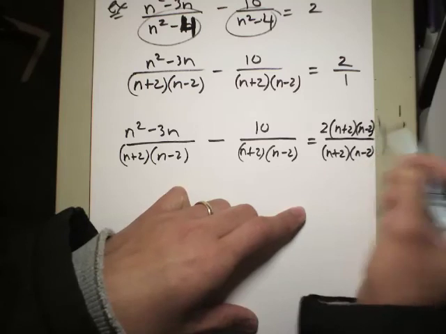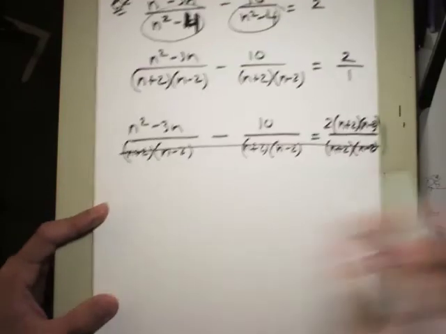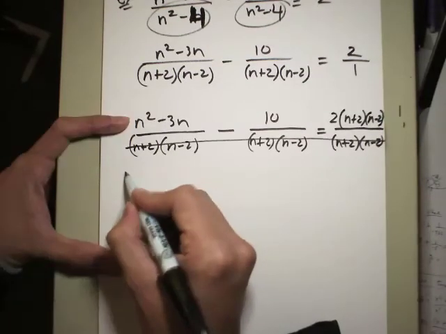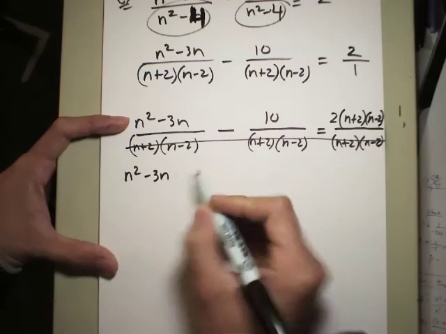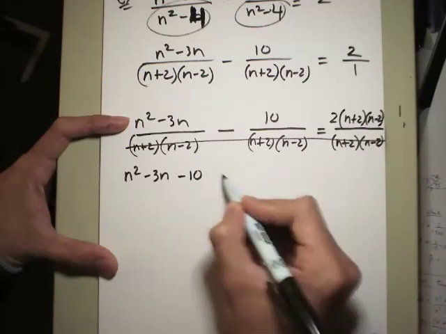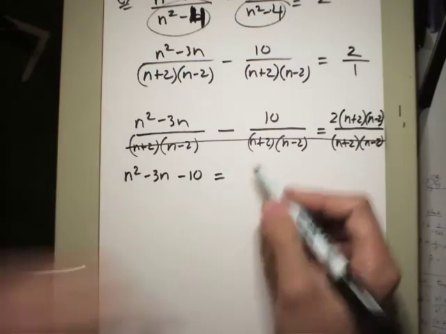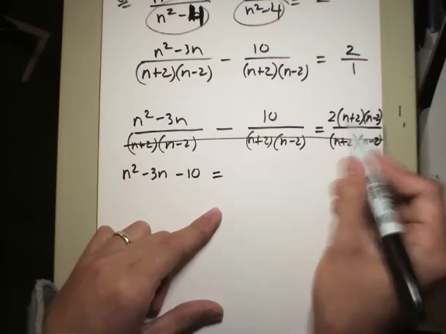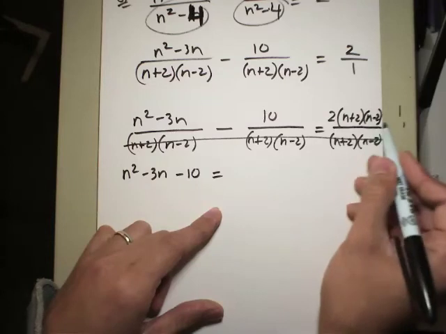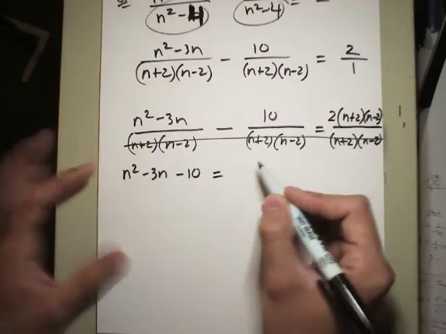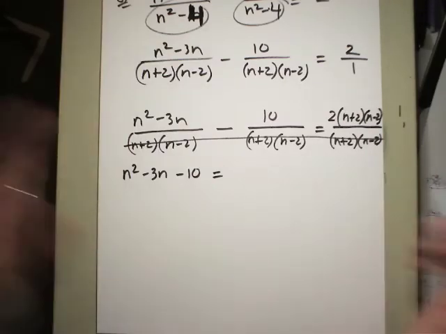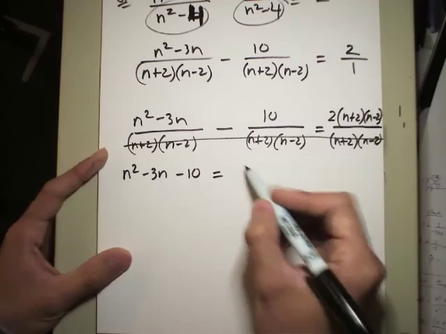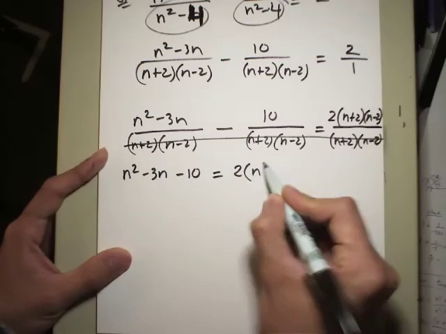And once we have everything filled in, we can cross out the bottom, and then the top is just going to be n squared minus 3n minus 10 equals 2. In this case, I know what n plus 2 times n minus 2 is. It's just going to be n squared minus 4. So in this case, I guess I don't need to really factor, but this is what it looks like.